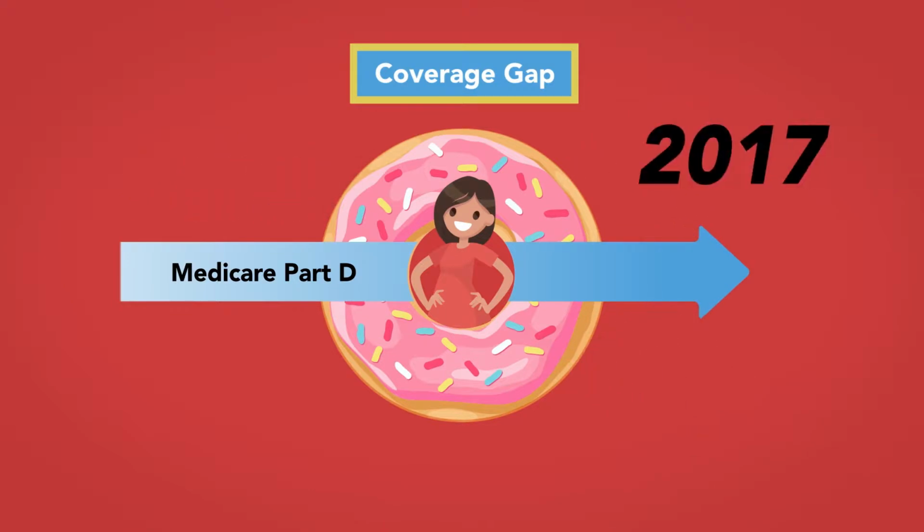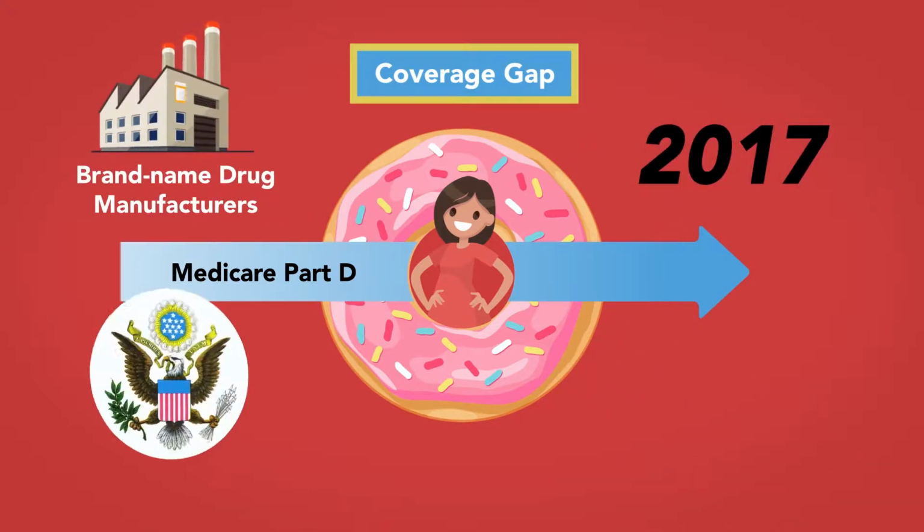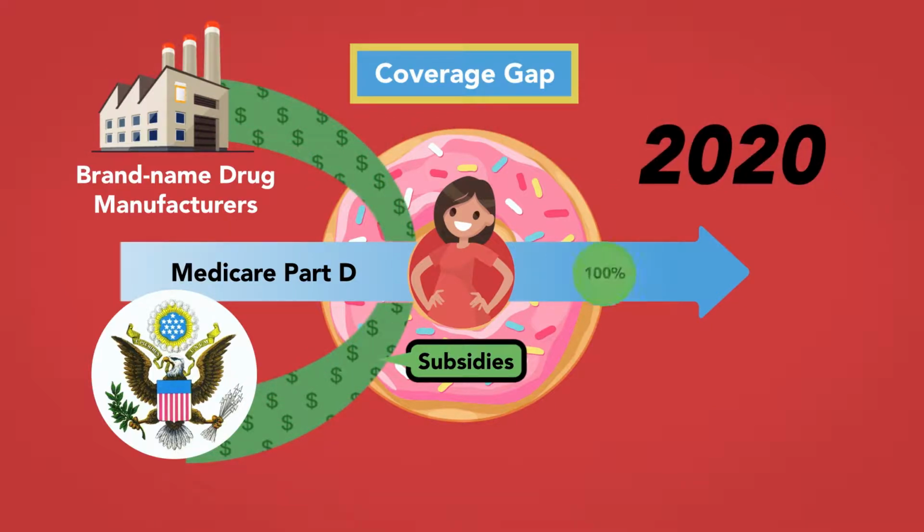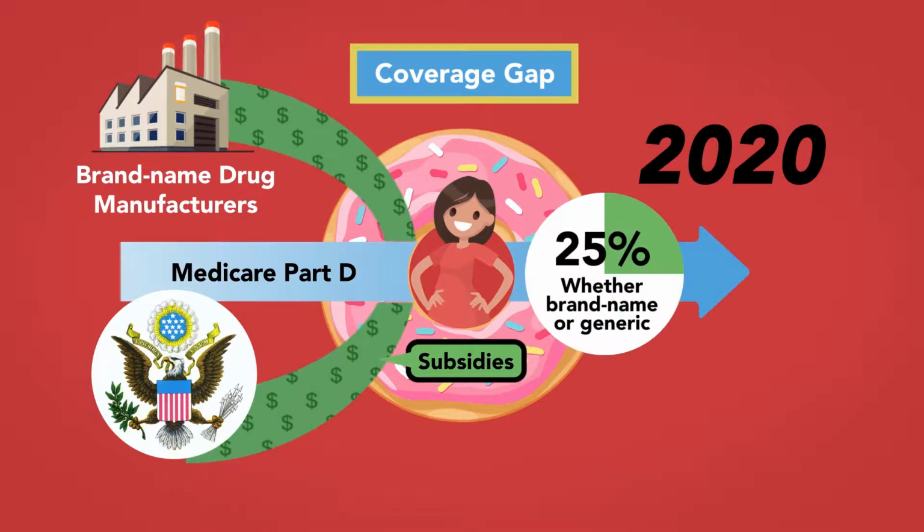Beginning in 2017, brand-name drug manufacturers and the federal government became responsible for providing subsidies to patients in the donut hole. These subsidies will increase annually, and by 2020, rather than paying 100% of the costs of her prescription drugs, the patient's responsibility will be 25%, whether brand name or generic.